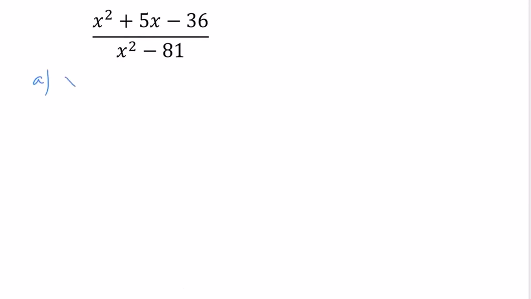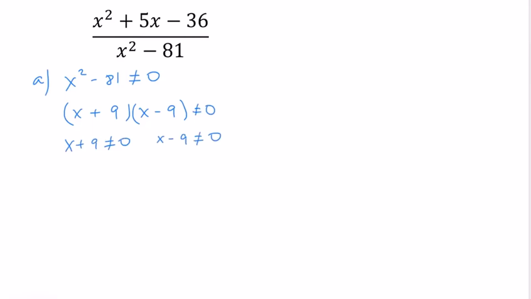So we have x squared minus 81 not equal to 0. We need to factor x squared minus 81. So this here is a difference of squares. So we have x squared is x times x, 81 is 9 times 9, one is a plus, the other is a minus, not equal to 0. Set each group not equal to 0 and solve. So x plus 9 not equal to 0, x minus 9 not equal to 0.